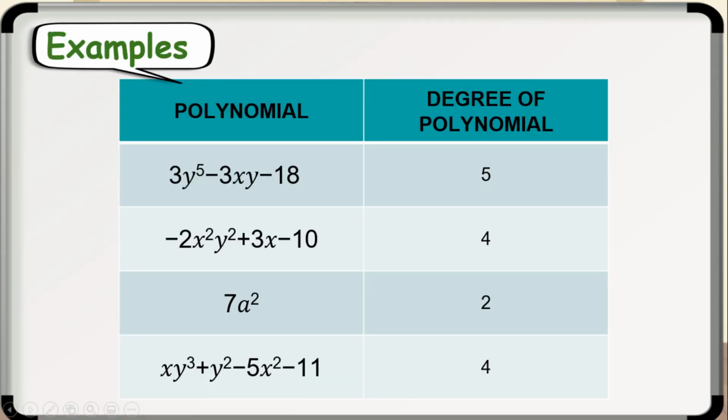Examples: 3y raised to 5 minus 3xy minus 18. The degree of the polynomial is 5. Next, negative 2x squared y squared plus 3x minus 10. The degree of the polynomial is 4. Another, 7a squared. The degree of the polynomial is 2. And xy cubed plus y squared minus 5x squared minus 11. The degree of the polynomial is 4.